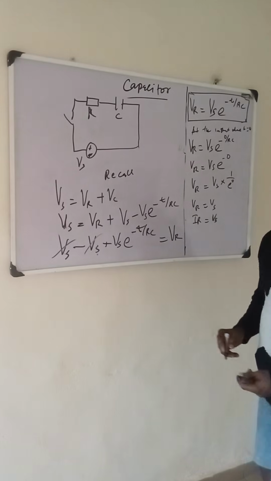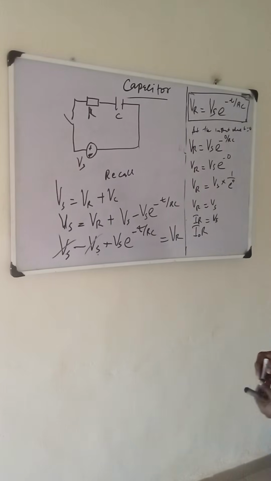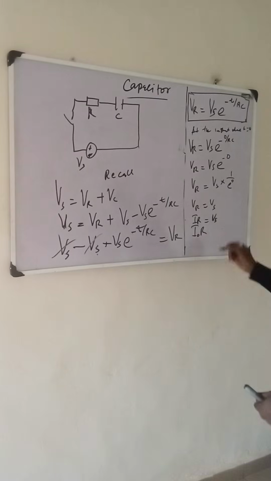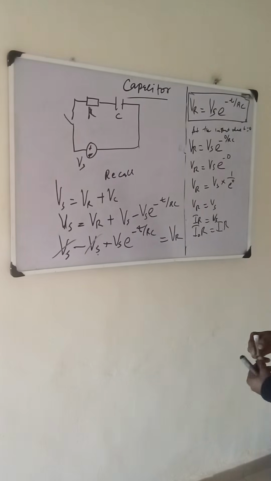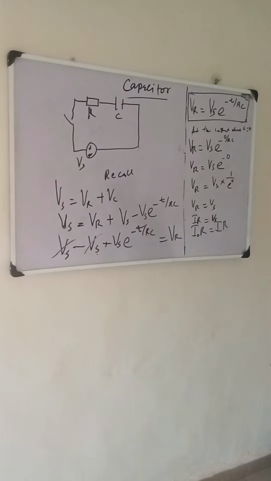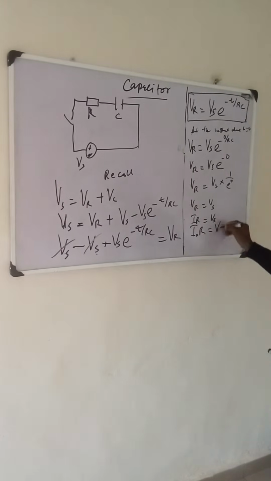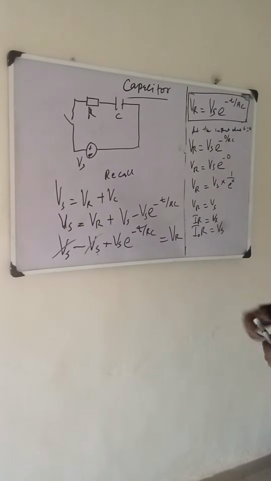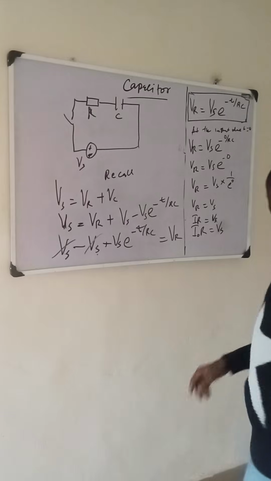This I is not an ordinary I. What is that? I naught R. That is the maximum current, the peak current. At that instant we have the peak current. So we can still maintain this Vs as maximum current multiplied by R, because that I is not just an ordinary I. Having known this, what do we do? Let us go into the derivation.